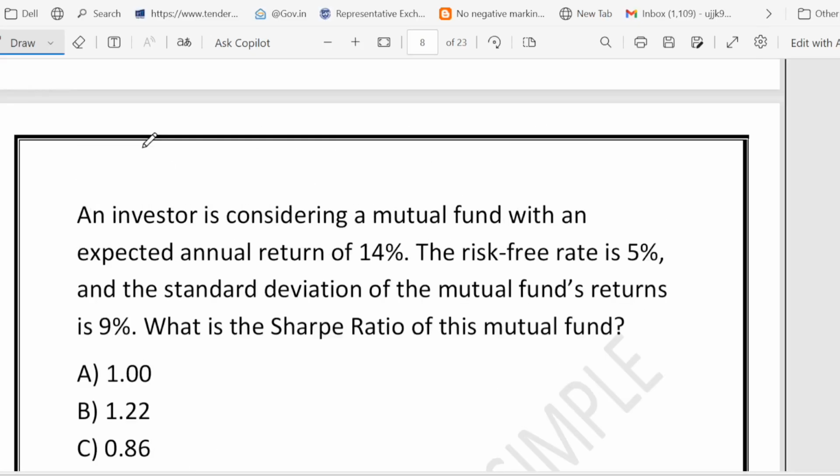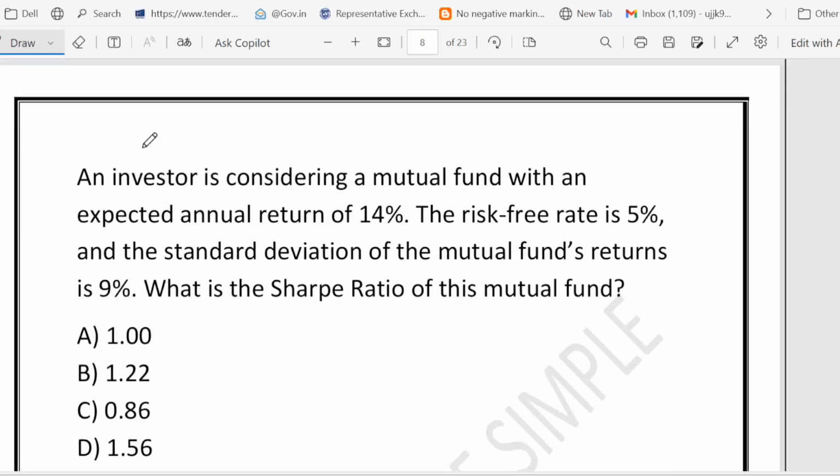Now friends, have a look at the next numerical question. Please try to solve it on your own. This question is asking: an investor is considering a mutual fund with an expected annual return of 14%. The risk-free rate they have given is 5%. The standard deviation they have given is 9%. What is the Sharpe ratio?